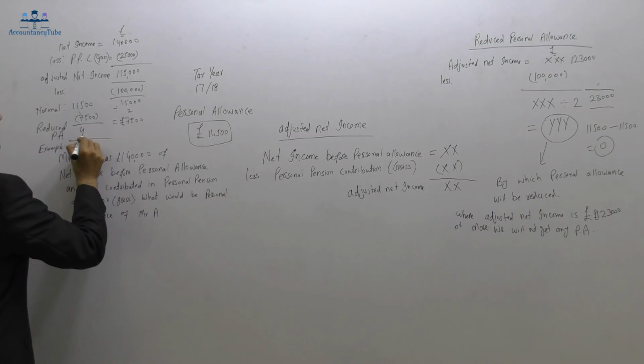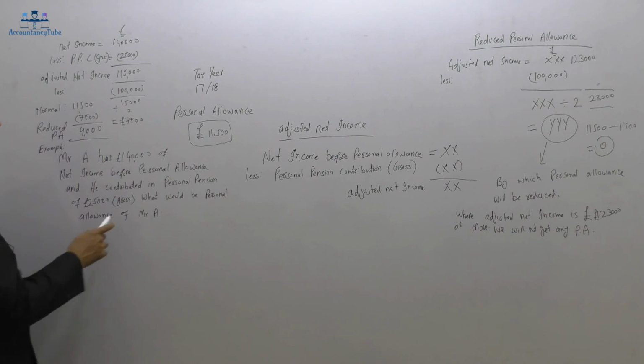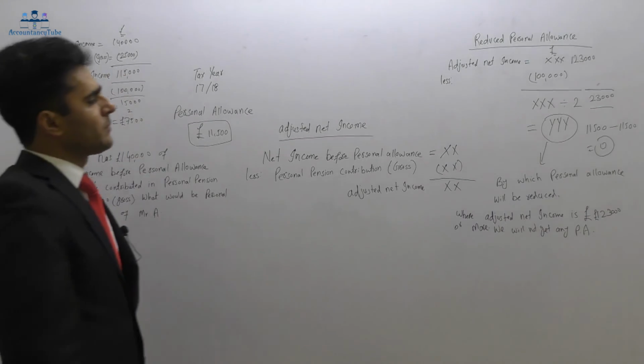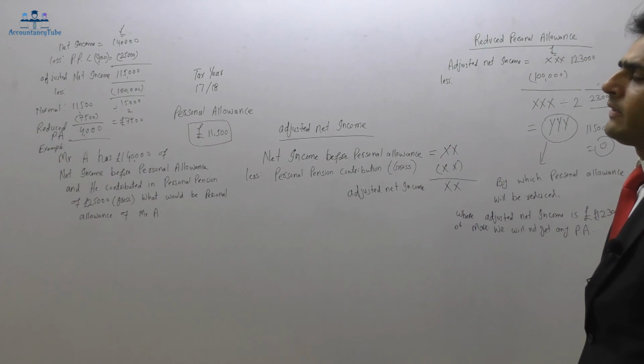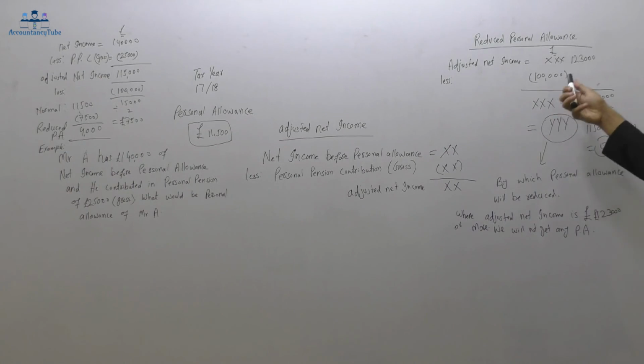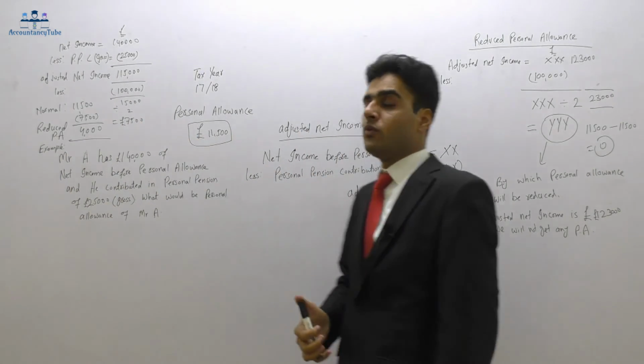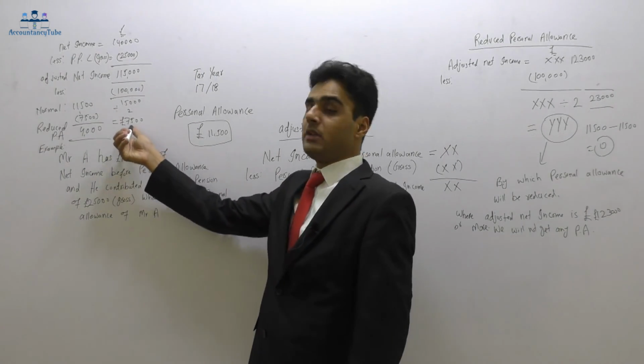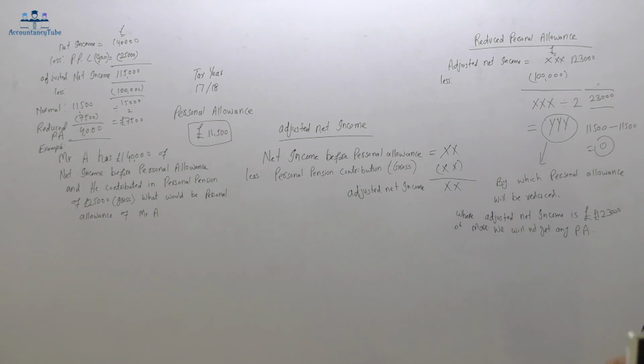And how much is it? 4,000 pounds. And he has contributed 25,000 pounds gross amount into the personal pension contribution. He will get personal allowance of 4,000 pounds. How? Because we took the net income, which is 140,000 pounds, and reduced it by the personal pension contribution, which is 25,000 pounds in this case, gross amount, and that is our 115,000 pounds adjusted net income. After calculating the adjusted net income, we deduct the 100,000 pound threshold, which equals 15,000 pounds, and we divide that by 2, which gives us 7,500 pounds. That is the amount by which our personal allowance will be reduced. So a normal personal allowance of 11,500 reduced by 7,500 makes a reduced personal allowance of 4,000 pounds. So Mr. A will be eligible for 4,000 pounds of personal allowance.